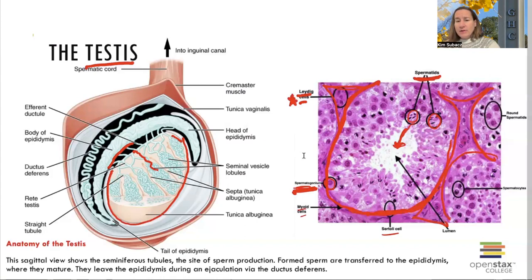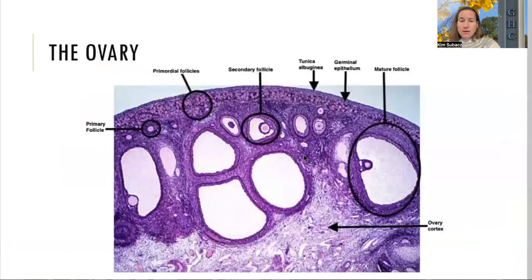Then we have histology for females. We have the ovary. And so I want to show you the parts of the ovary on this organ. It also has a tunica albuginea that goes on the outside. So this kind of hard-ish tunic kind of wraps around and holds everything in place, tunica albuginea.